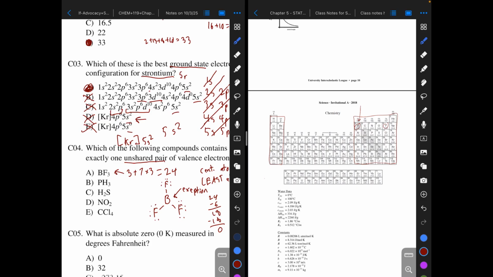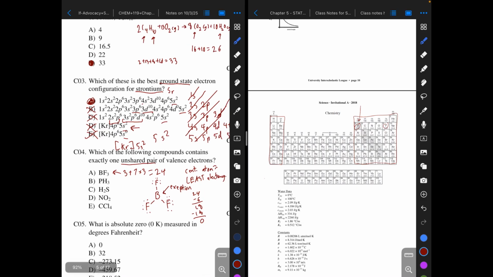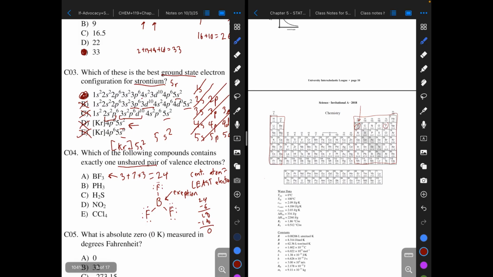So this is the Lewis structure for BF3, and as you can see, there are no unshared pairs. An unshared pair is basically just a lone pair. Like fluorine, for example, has 3 unshared pairs, like each of these 2 pairs of electrons. Boron has none, so you can cross out A.